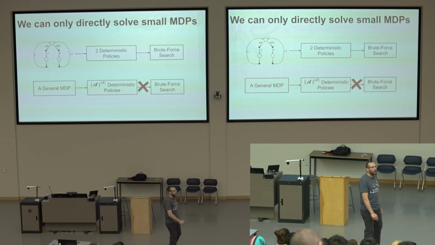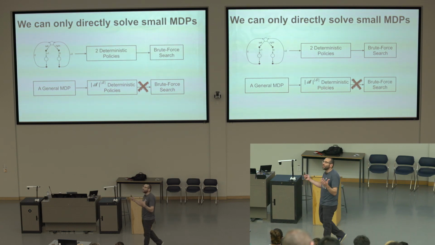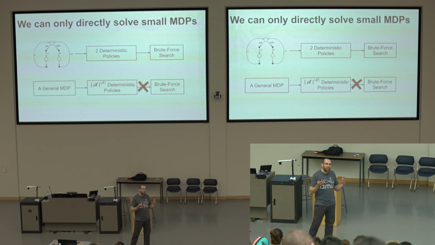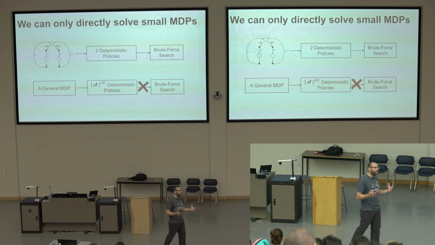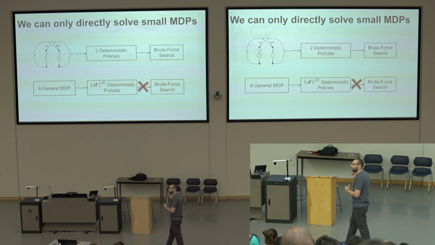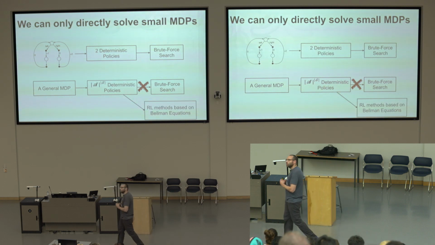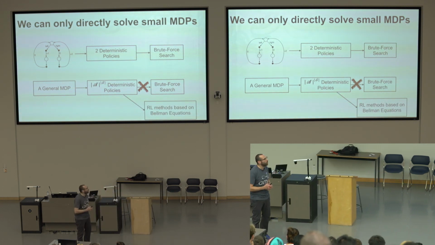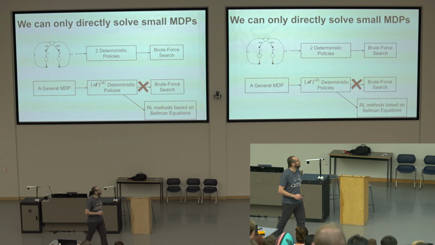Even in small MDPs, this is not tractable. And when you think of things like Go, which has a huge state space, more configurations of the game than atoms in the known universe, we're not going to do this. So what we're going to do is reinforcement learning methods that are based on Bellman equations. Okay? So let's talk about one of those now.